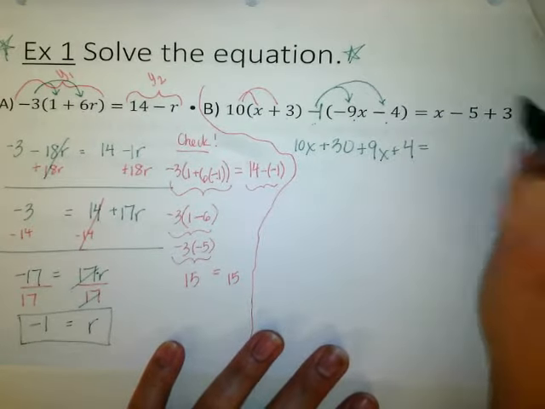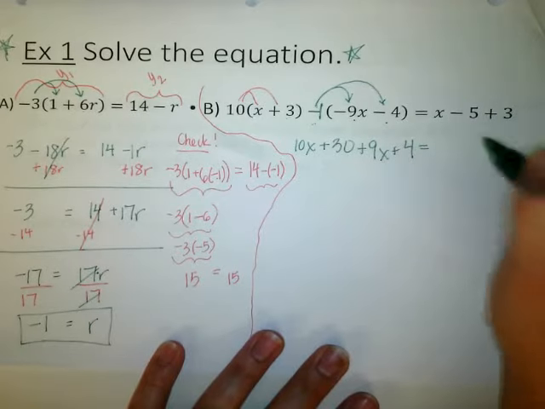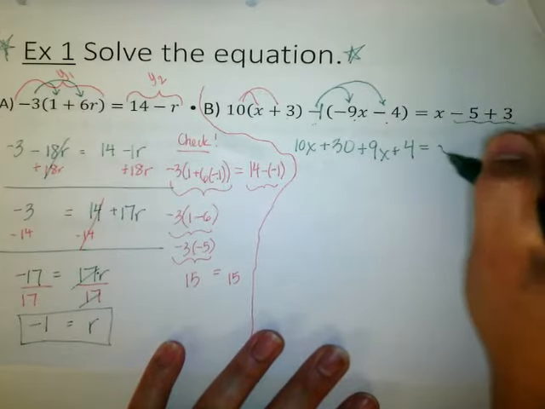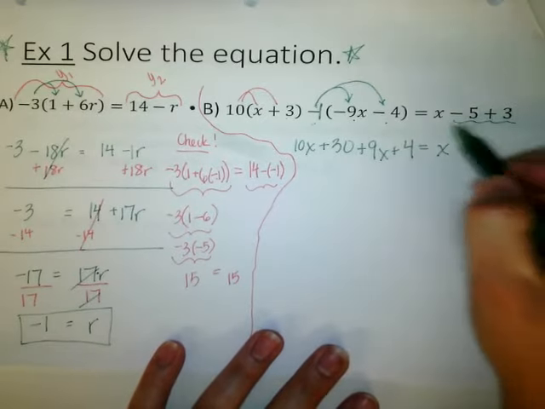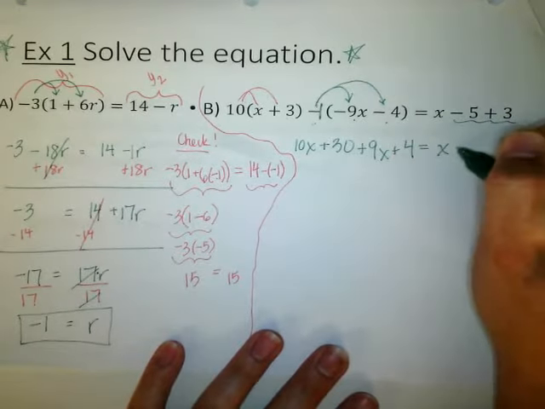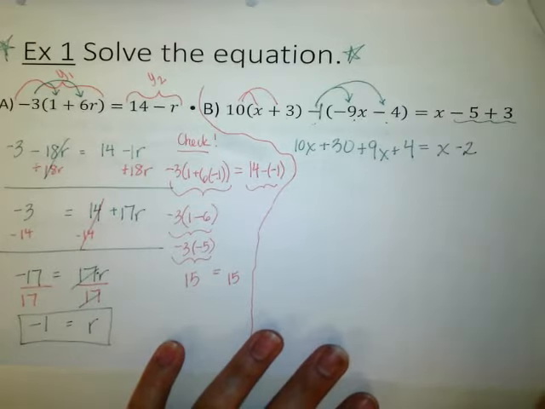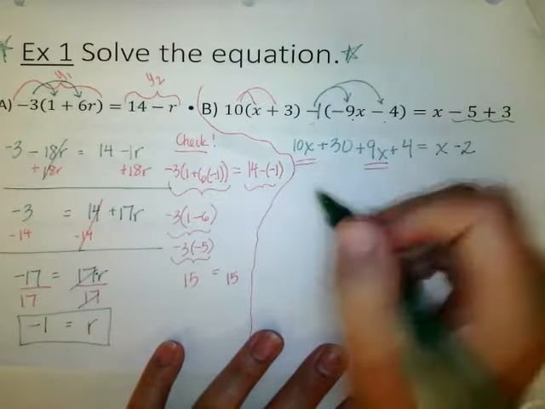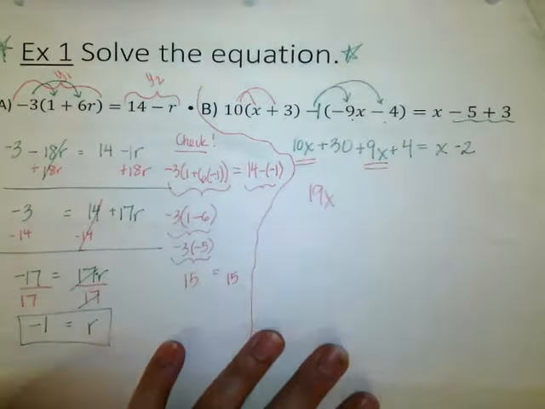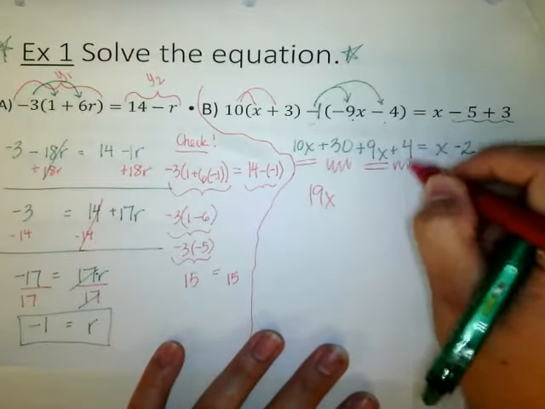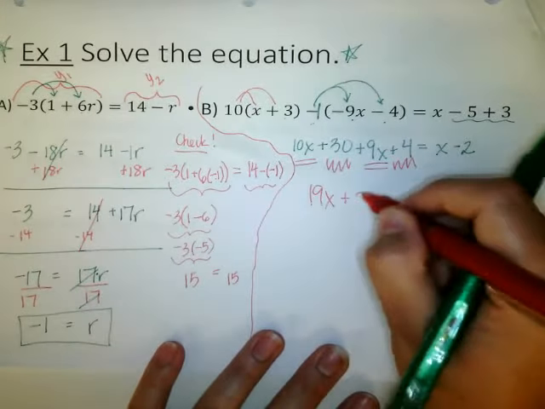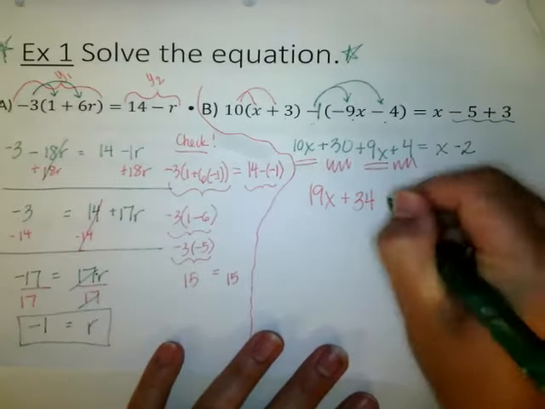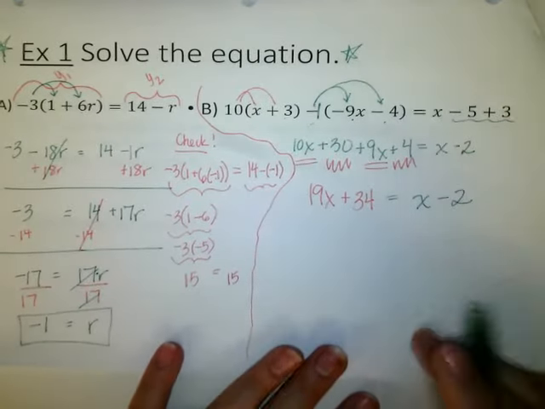And then this is weird. What do I do with that? You combine them. Good word. I like combine. -5 and a positive 3 is -2. All right. On the left-hand side, what should we do? Combine like terms. So 10x and 9x, 19 x's. And positive 30 and positive 4 is supposed to equal x minus 2.